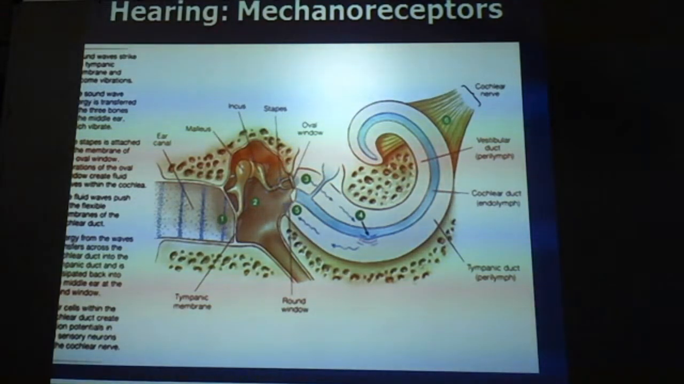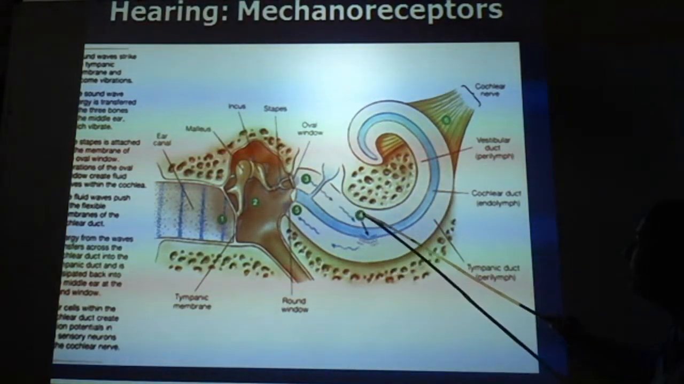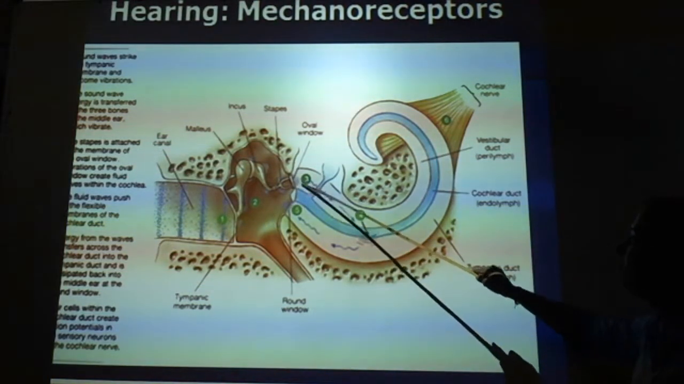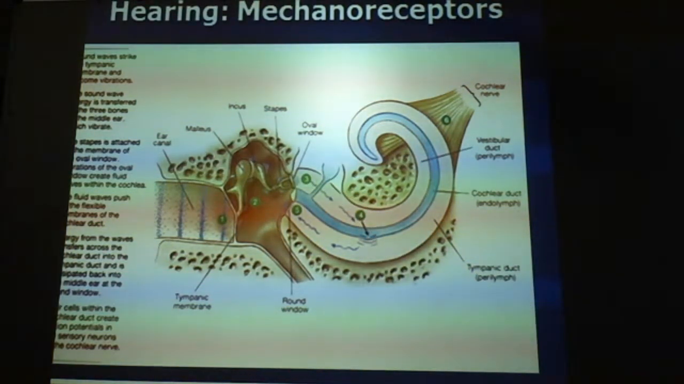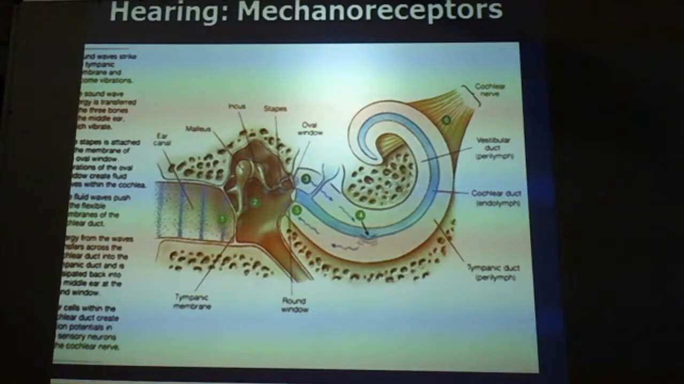The fourth point is the fluid waves push on the flexible membranes of the cochlear duct. Because of these vibrations, the fluid keeps on pushing on the flexible membrane which is present in the cochlear duct. And last, the fifth point, the energy from these waves transfers across the cochlear duct into the tympanic duct and is dissipated back into the middle ear through the round window.